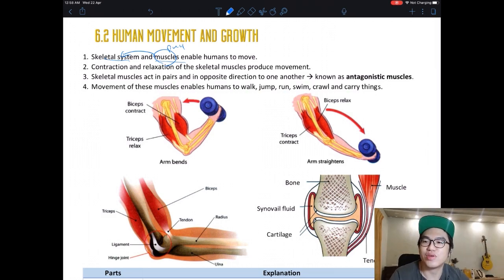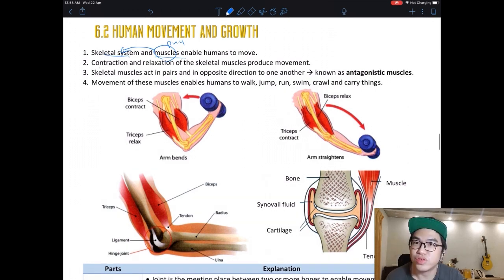That's why I said muscle is like tali. Tali can only pull, tali cannot push. Same thing here. Contraction and relaxation of skeletal muscle produces movement. So a muscle can contract and relax, contract, relax. When you go to the gym, you train your muscle, you're training, contract, relax, contract, relax.